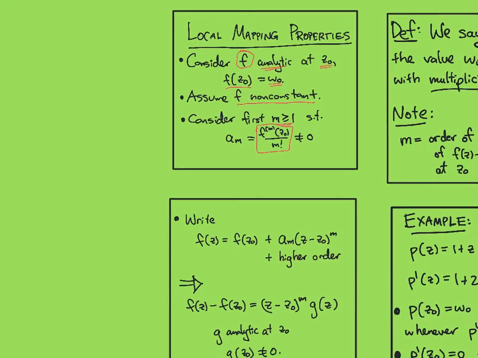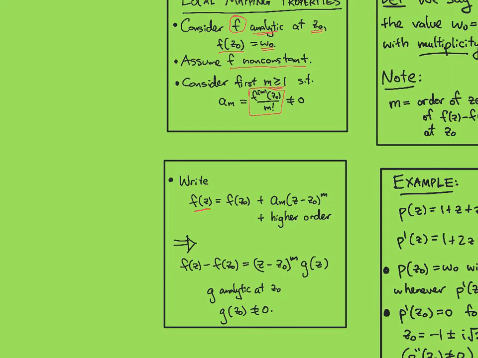So with this setup, we have f at z0 equals f of z0, and this is what I've called w0. And then after that, the first non-zero term in its power series is just am times z minus z0 to the m, and then I just have higher order stuff after that. And so as we've done with zeros, I can take f minus f of z0 and write it as z minus z0 to the m times g. So this is just factoring out the z minus z0 to the m above. And so you get a function g that's analytic at z0 and is non-zero at z0 because its value there will be this am.